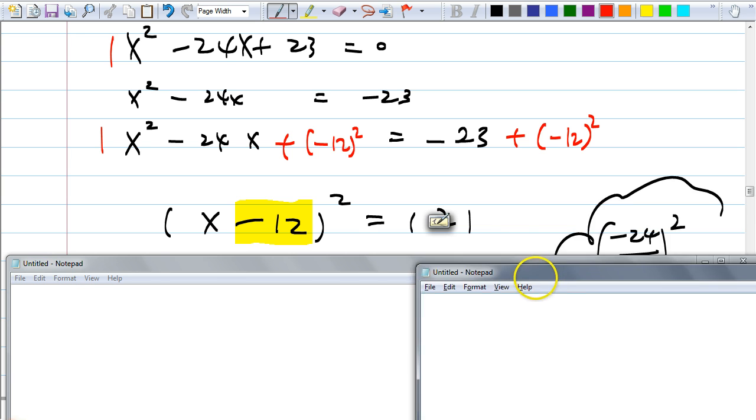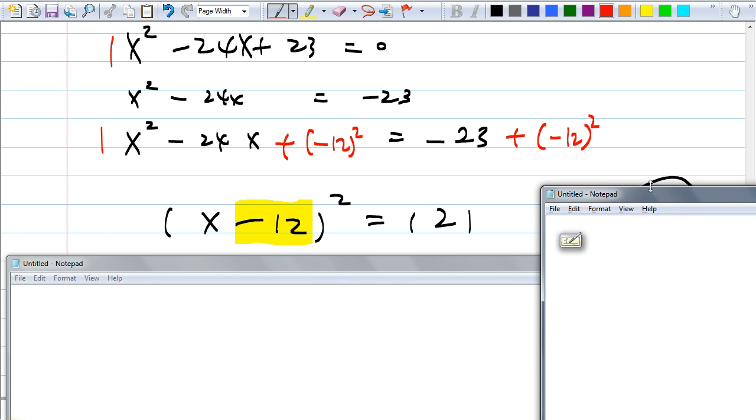121. Now, does this look familiar? Yes. You have a perfect square equal to a positive number. Didn't we learn this last time? Yes, from yesterday. So, guys, listen. If I have something squared equals a positive number, guess what I'm going to do? Square root both sides. Go ahead, everybody try. See what you get.